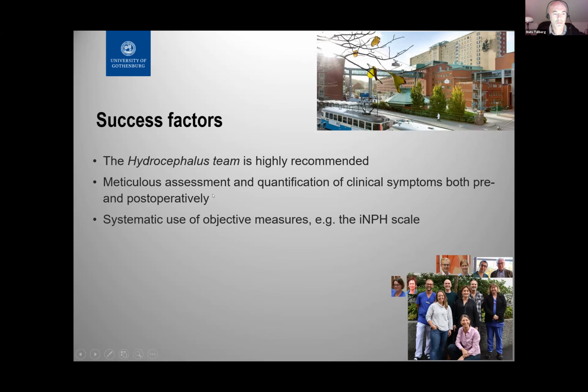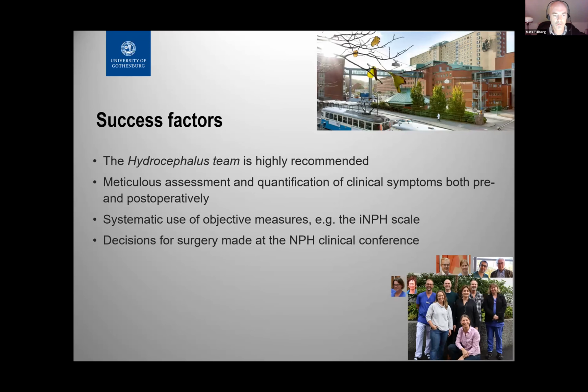Another thing is the systematic use of objective measures for assessing symptoms and change after surgery, and it is advised to use some kind of scale. We use the European INPH scale, which I will show you a little bit about soon. That is one scale that is possible to use.